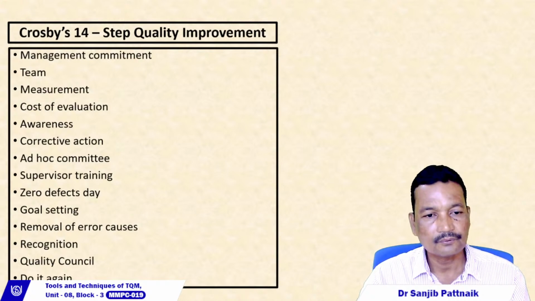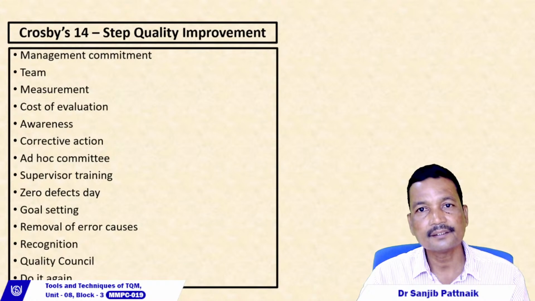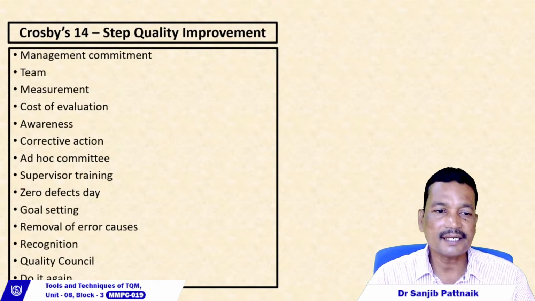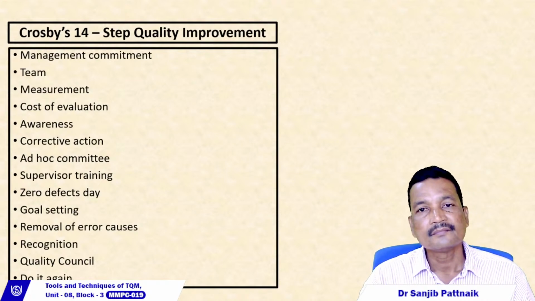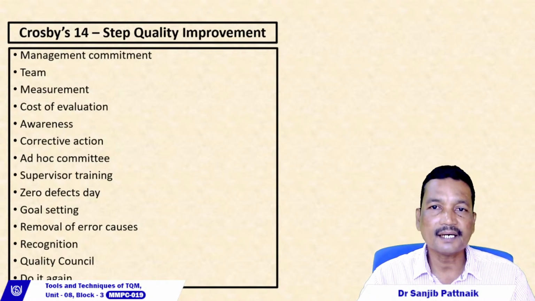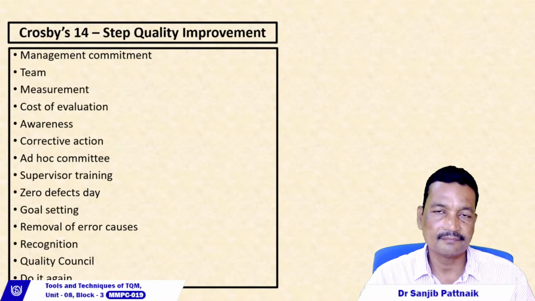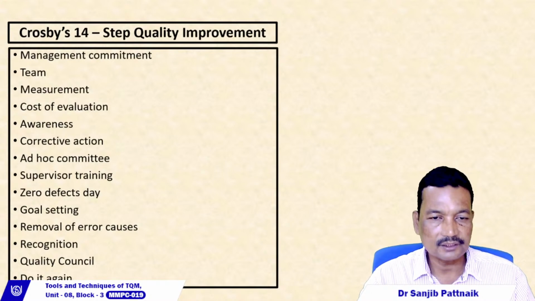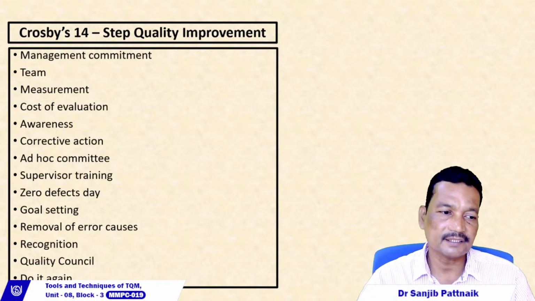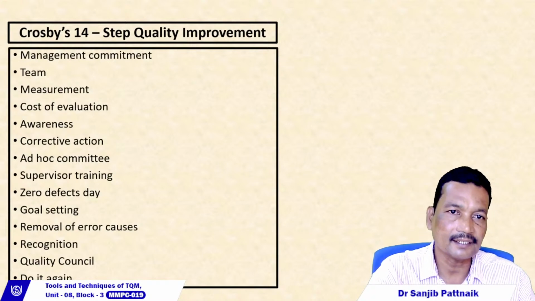Any kind of error that is occurring, or the causes of that error, should be removed at the earliest possible time. Now, people get motivated when they are recognized for their work through rewards, promotions, etc. Have a quality council and do this process on a continuous basis. Do it again and again.